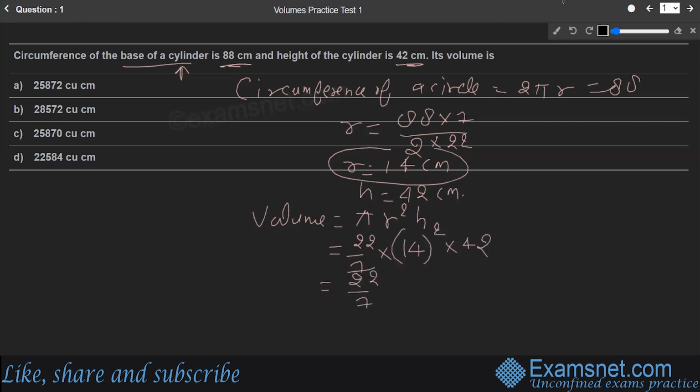This is 22 by 7 into 196, which is the perfect square of 14, into 42. So this 7 can cut this 42, 7 6s are 42. If we solve these numbers and multiply, the ultimate volume comes out to be 25,872 centimeter cube, because the dimensions are in centimeters. So that becomes the right answer. The 25,872 is available in option number A. That becomes the right answer.